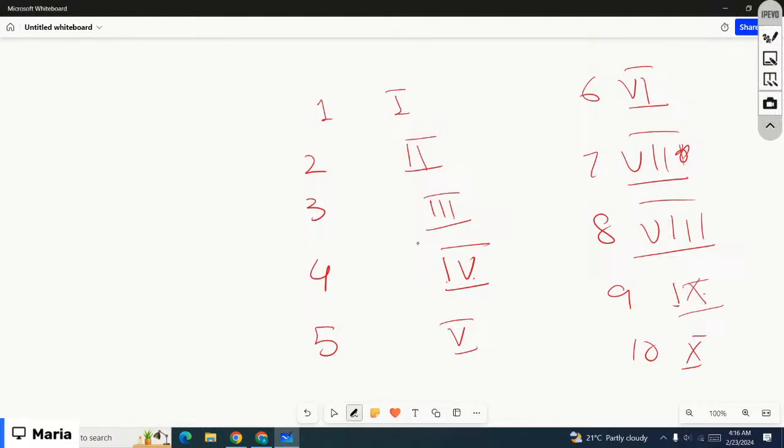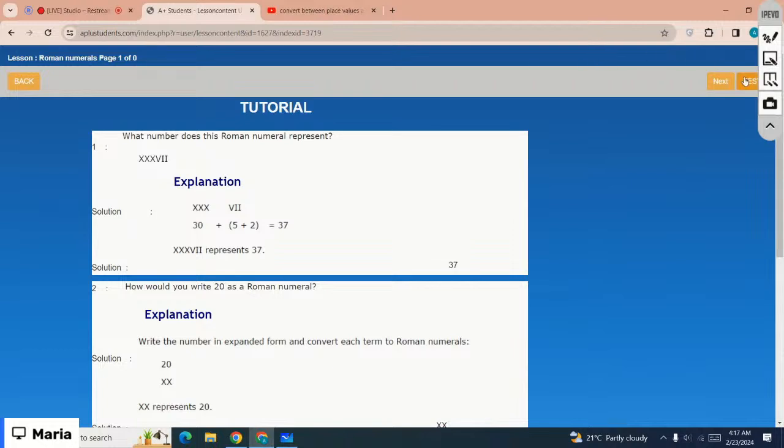These are the basic numbers you can use to make the other numbers, right? For example, you have to make 23. How do you make it? We know that 23 is 20 plus 3. You can make 20 as XX because 10 plus 10 makes 20, and for 3 you can add I and I. So this way you can make 23. Got it? If you have any question, please ask. Now let's start with the test questions.